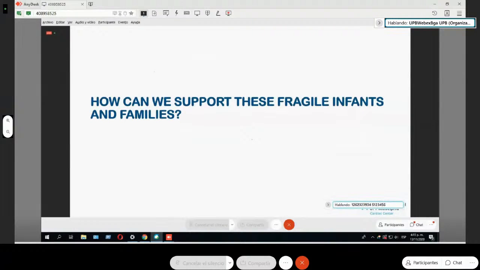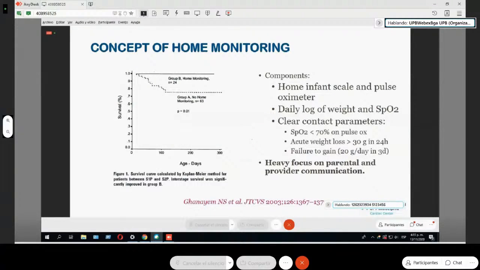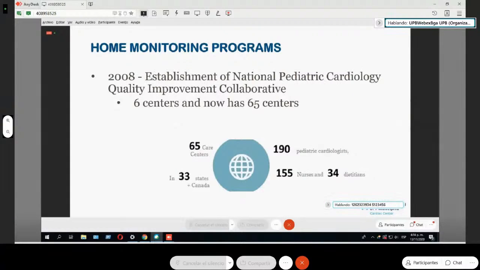Entonces, ¿qué podemos hacer? ¿Cómo podemos apoyar a estos infantes frágiles y sus familias? Hace casi 2 décadas apareció el concepto de Ghanayem y su grupo en Wisconsin apoyando estos programas de monitorización en casa, en el que se hizo un enfoque fuerte en cuanto a dar comunicación a los padres. Y esas fueron las claves: el fácil acceso de estos padres al proveedor de salud, y los centros también pudieron reducir la mortalidad casi a cero, y eso es algo notable de este estudio.